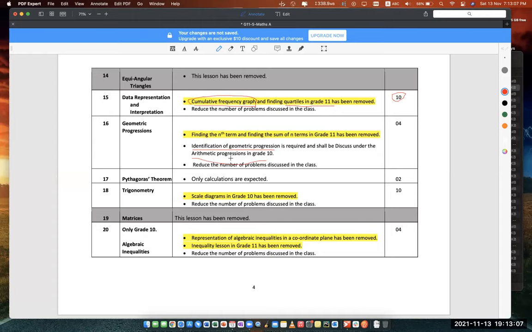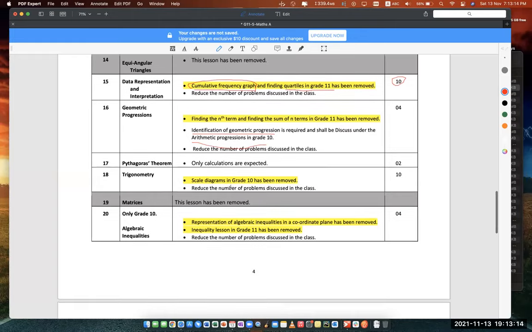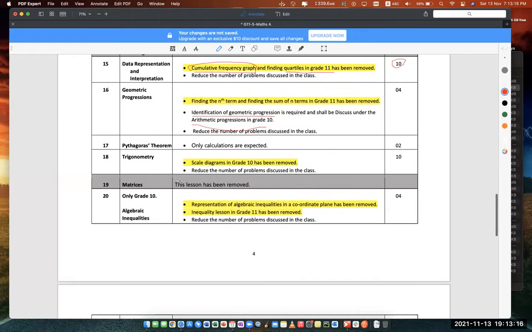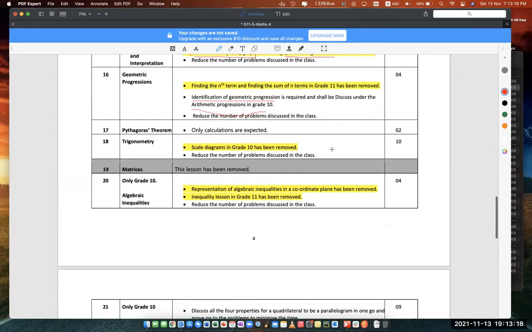Again, you see, out of the two progressions you have in your syllabus, one has been entirely crossed out. Pythagoras theorem will be there, and trigonometry. For trigonometry, you can see they have allocated 10 periods. This is important, but scale diagrams in grade 10 is removed. So no more scale diagrams, but trigonometry will be there, the angle of elevation, angle of depression, all those things.